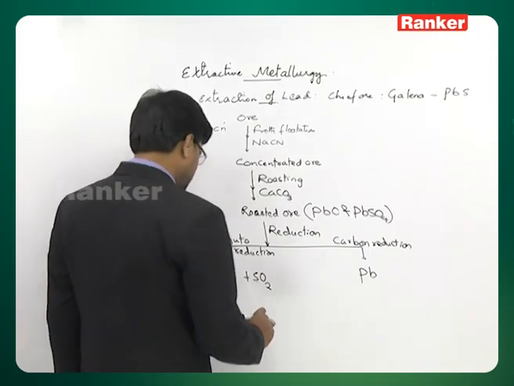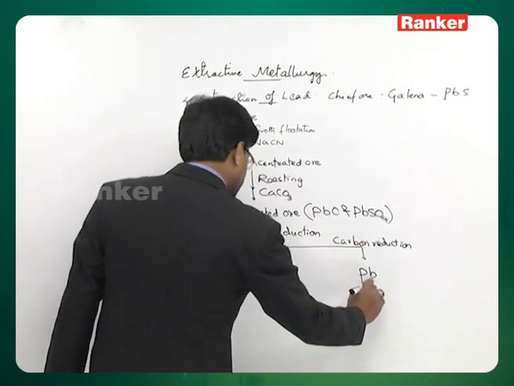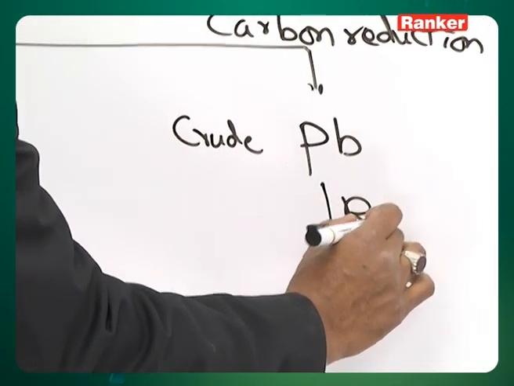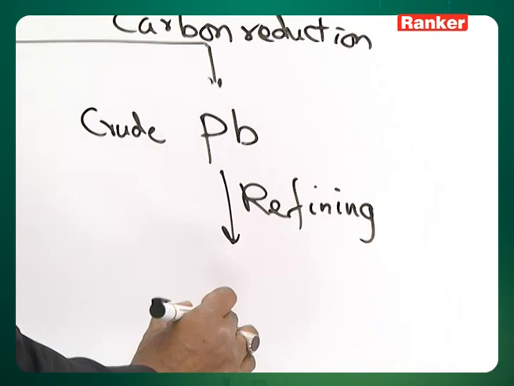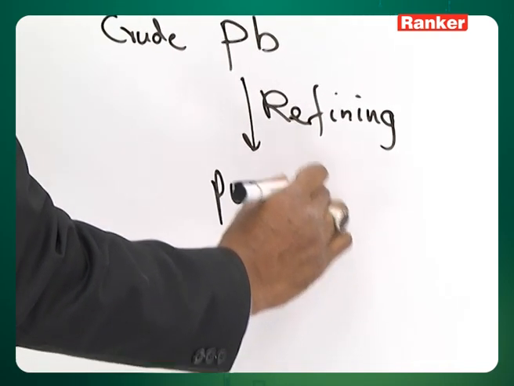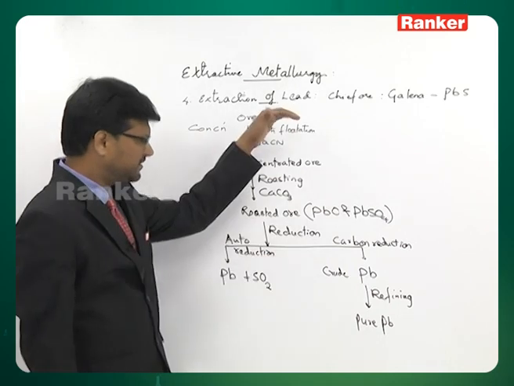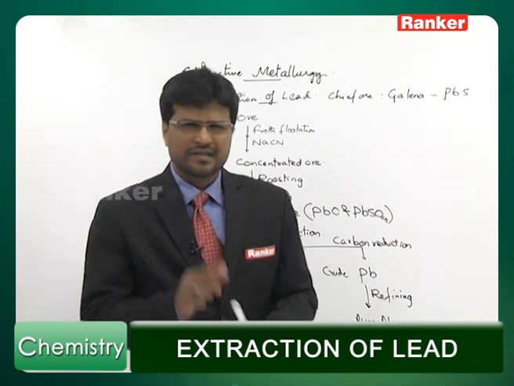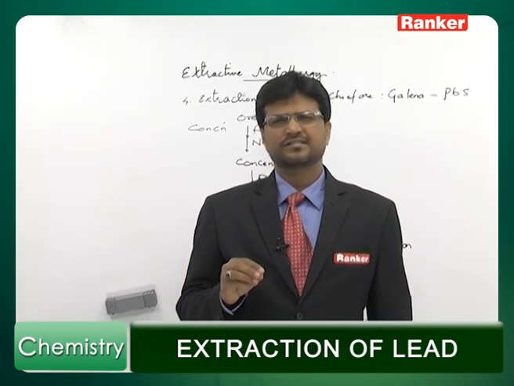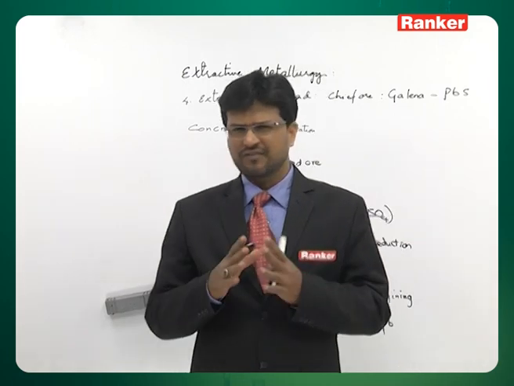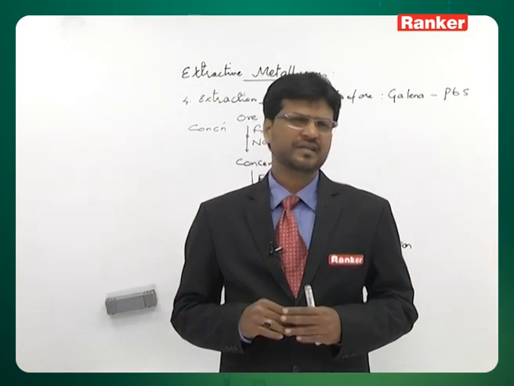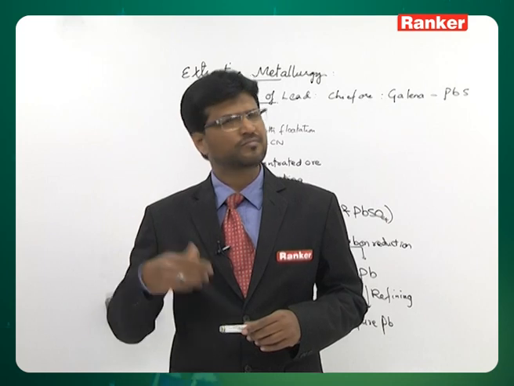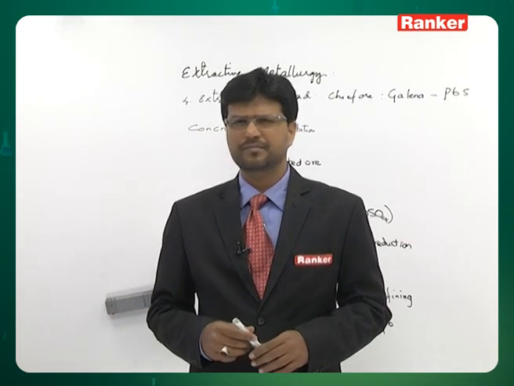The final step is refining. This is crude lead. Refining is done and you get pure lead. So these are the stages for the extraction of lead starting from galena. Galena is first subjected to froth flotation in presence of NaCN. After this, you get concentrated ore. After this, we have to do roasting. This roasting will transform PbS into PbO. Part of it may get converted into PbSO4.